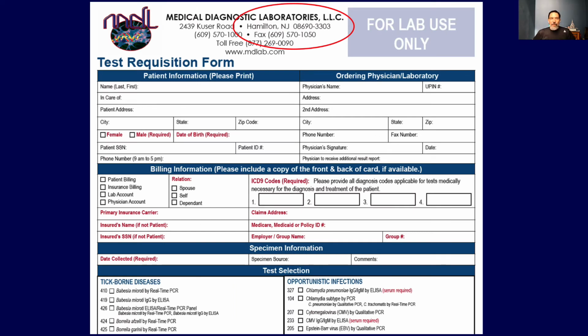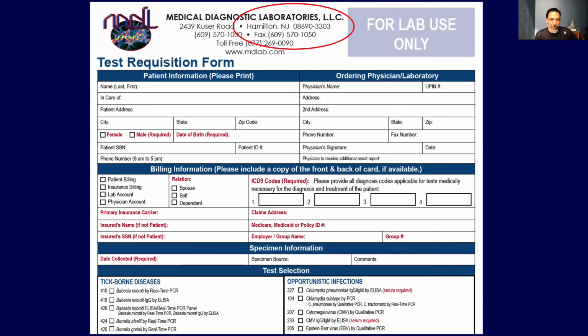And now I'm showing you an example of a laboratory requisition form. This is a form that a healthcare provider would fill out if they were ordering a lab test on a patient, for example, to test them for HIV or to test them for a particular infection like Lyme disease that may be reportable.